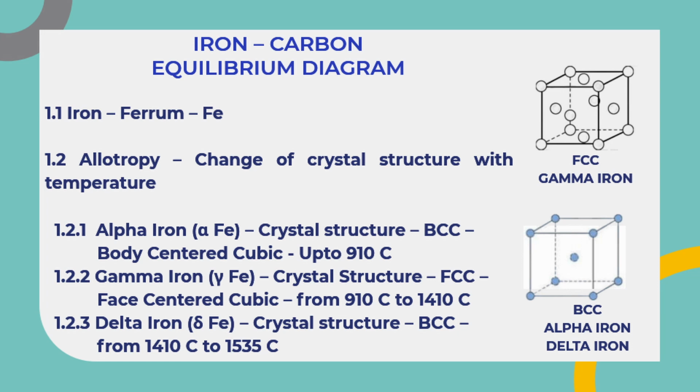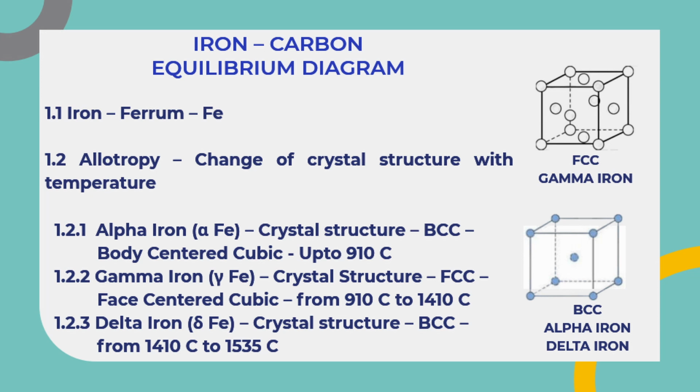Now iron is an element which has the property of allotropy. Allotropy means iron changes its crystal structure according to temperature. From ambient up to 910 degrees centigrade, iron has a crystal structure of BCC, that is called body centered cubic. This phase of iron is called alpha iron. Please see the screen. Above 910 degrees centigrade, its crystal structure changes from BCC to FCC. FCC means face centered cubic.